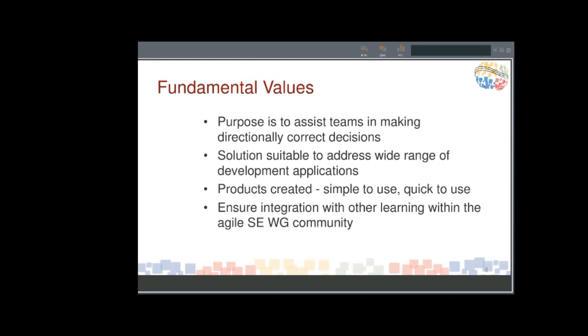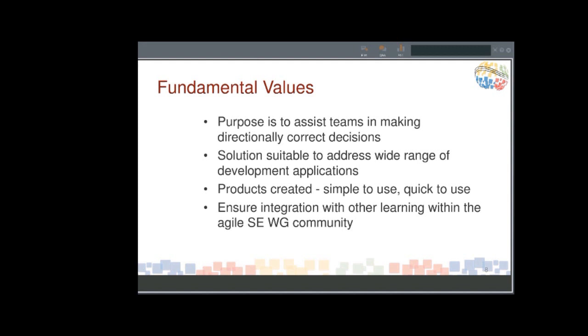At the end of the day, when we got through a lot of storming and norming like you would expect, we ended up with 4 fundamental values that I wanted to spend a minute on, because this is what guided us as we started making decisions about what the form of this thing was going to look like.